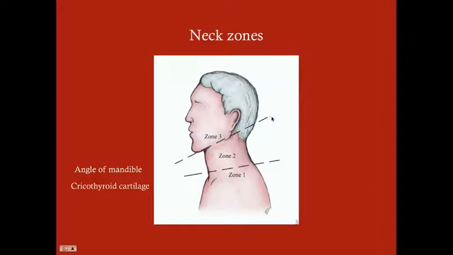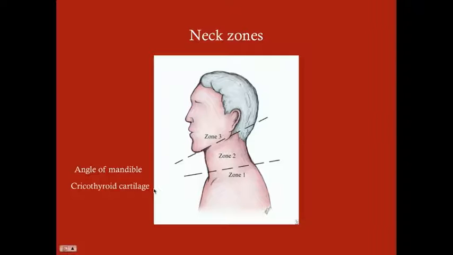So the neck can be divided up into three zones, and it's based on two anatomic structures. The angle of the mandible, which is the angle that your mandible makes. I don't really know any better way to describe it than angle of the mandible. And then the cricothyroid cartilage. Where is your cricothyroid cartilage? You should be able to feel it.